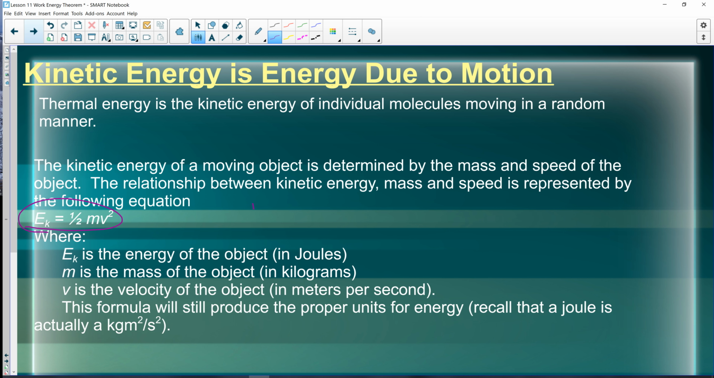Remember yesterday we talked about how a joule is a kilogram meter squared per second squared. What are the units for mass? Kilograms. And what's the units for velocity? Meters per second. But velocity is squared, so I'm going to have kilograms times meters squared per second squared. Well, that's a joule. So I'm still going to get the same units, even though I'm multiplying different things together.